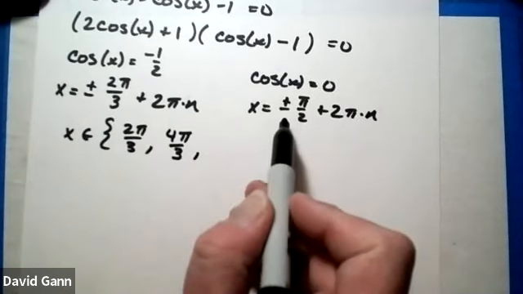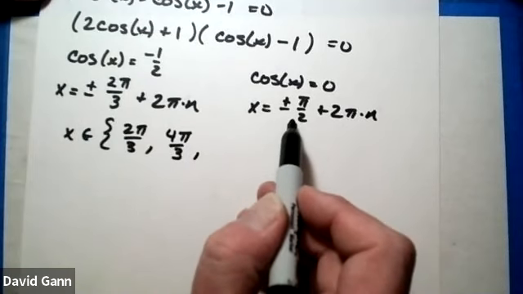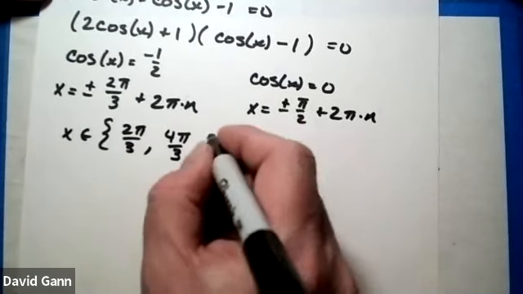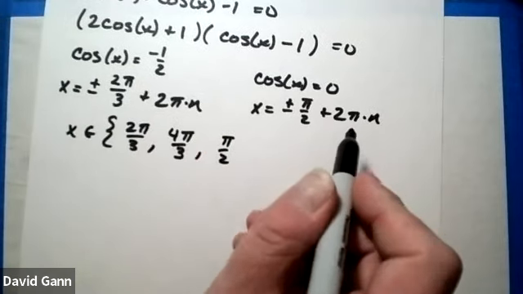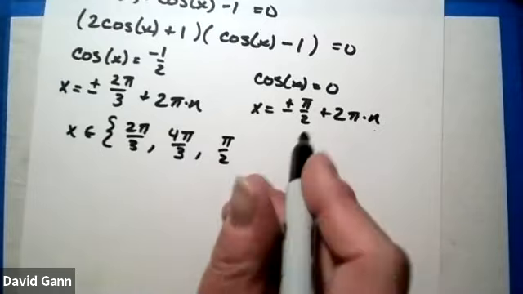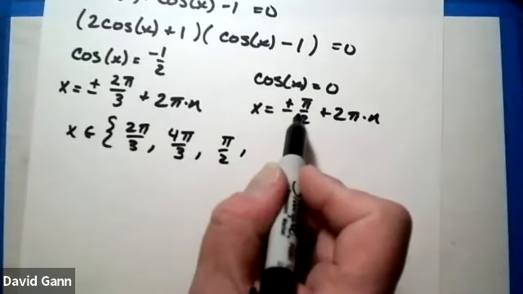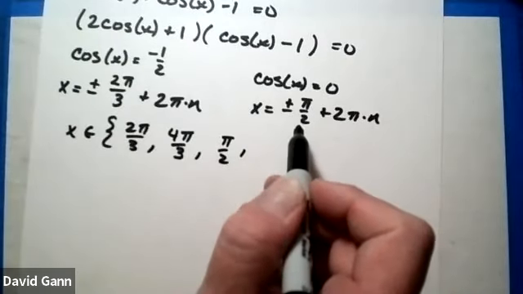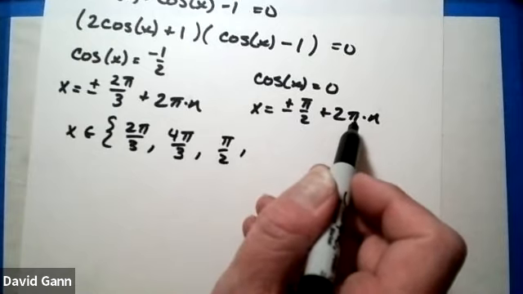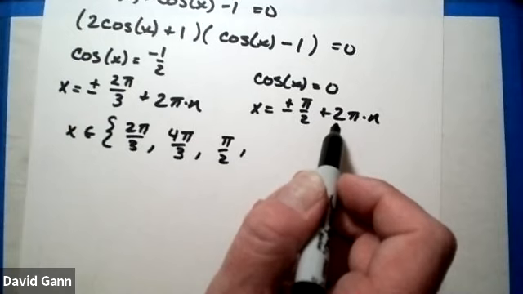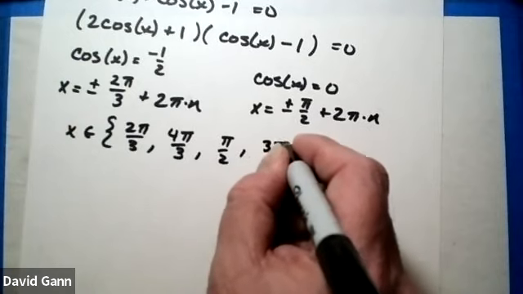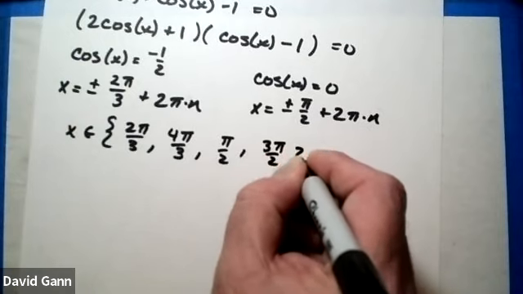What about this over here? We've got pi over 2 is the obvious one. We add 2 pi to that. If we let n equal, say 1, it's going to be too big. Now, if we take the negative branch, negative pi over 2 is outside of the range. But when we add 2 pi to it, we end up with 3 pi over 2.